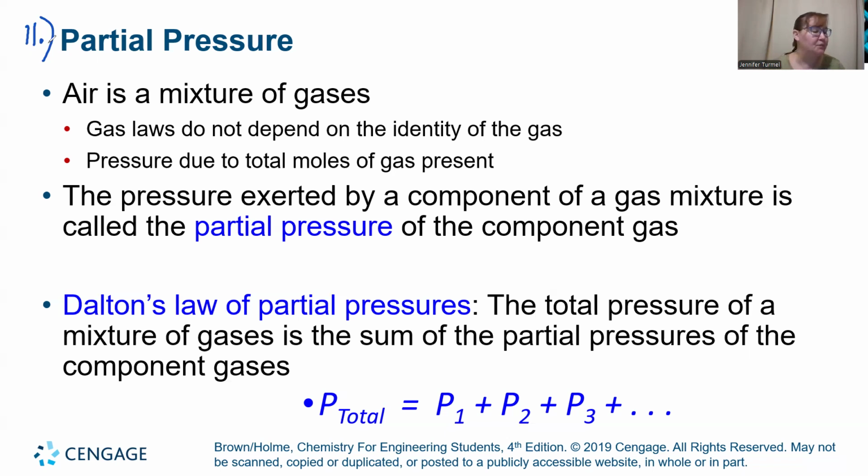The pressure exerted by a component of a gas mixture is called the partial pressure of the component gas. Okay. So Dalton's law of partial pressure tells us that the total pressure of a mixture of gases is the sum of the partial pressure of the component gases. So what that means is that we can add this up. And so our total pressure is equal to the pressure of gas 1 plus the pressure of gas 2 plus the pressure of gas 3 and so on and so forth. And that's kind of how we find that.